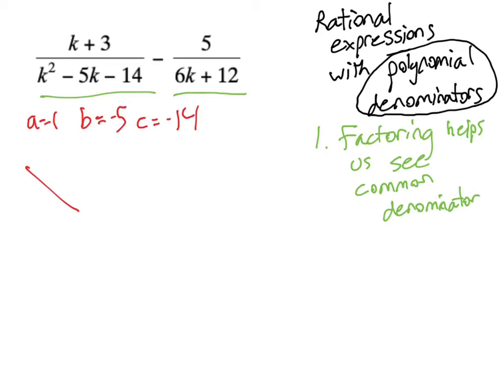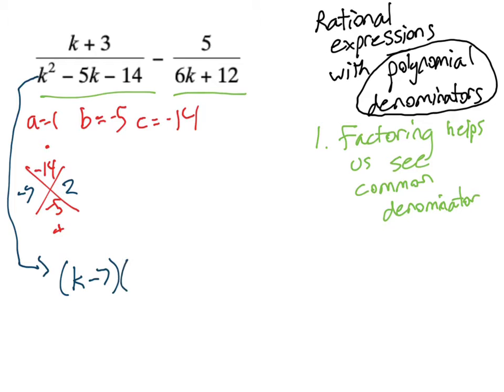So we can break this up into two factors if we're able to find a pair of numbers that will multiply to equal -14 and add together to equal -5. We can use the numbers -7 and +2 to accomplish that. So that means that another way we could rewrite this denominator is k minus 7 times k plus 2.